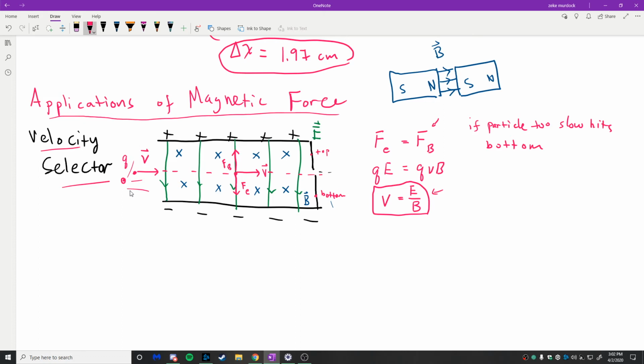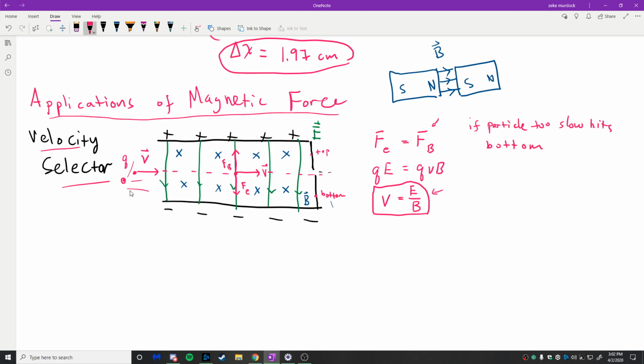I'll probably talk about the other application too. We won't have time to do the problem. We'll do it next time. This is kind of impressive in its own way, right? It just happens to be the case that when you take the ratio of the electric field to the magnetic field, you just happen to get velocity. Isn't that interesting?